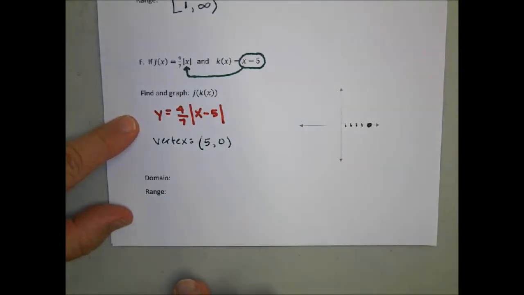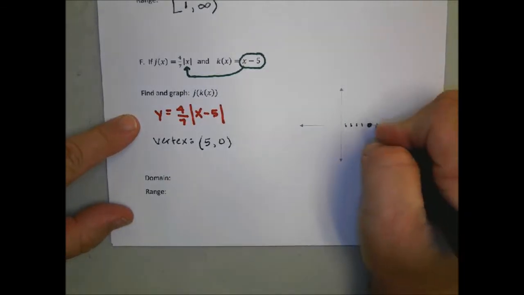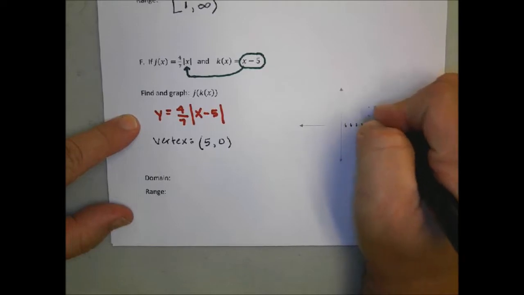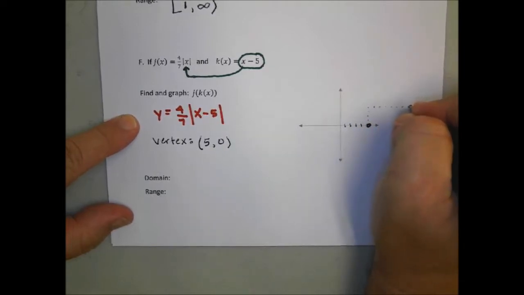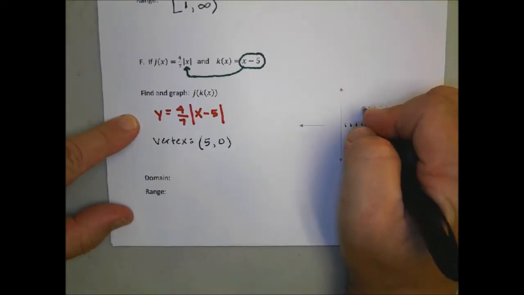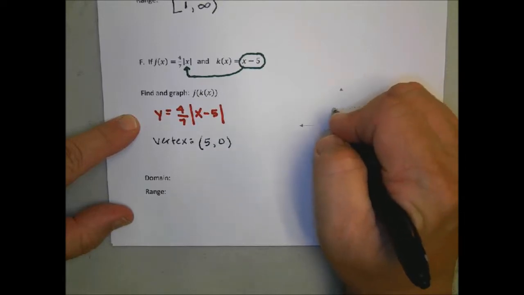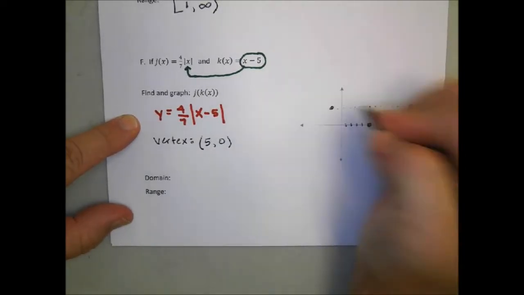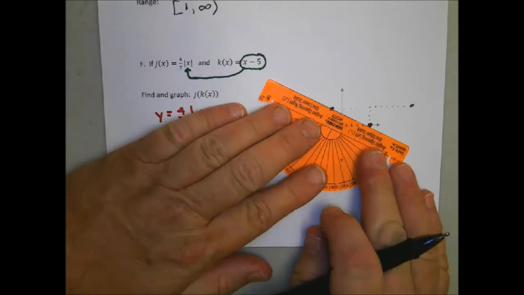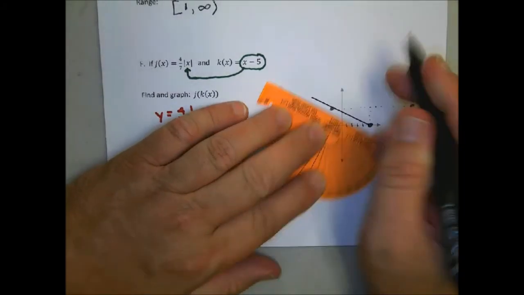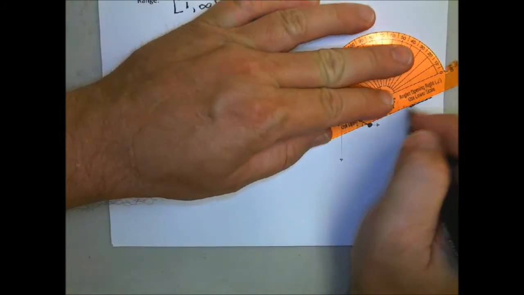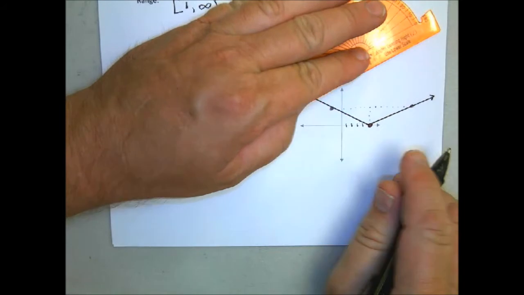Now the 4/7 is the slope. So we can go up 4, over 1, 2, 3, 4, 5, 6, 7. There's that point. And we can do the exact same thing. We can go up 4 and go over 1, 2, 3, 4, 5, 6, 7. And that'll make roughly that point right there. And connect them, make the graph. And there we go.